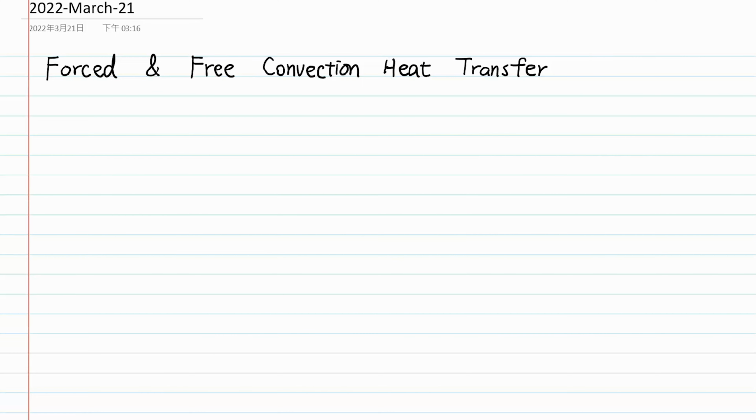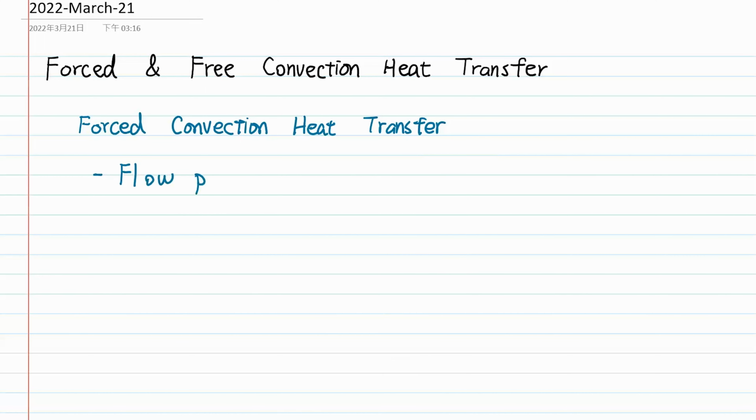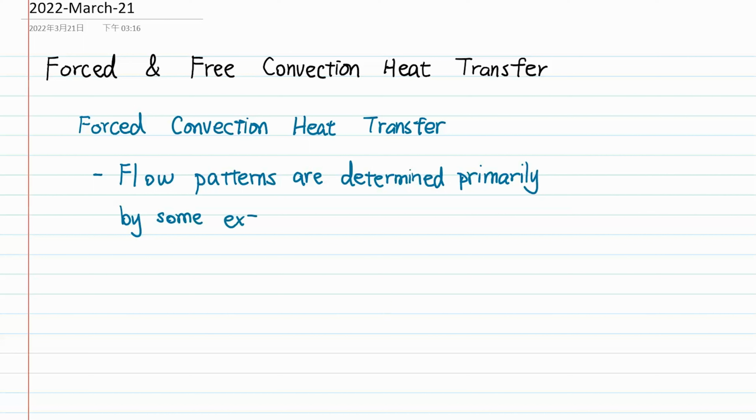So let's start with forced convection. For forced convection heat transfer, the first important aspect is that the flow patterns are determined primarily by some external forces. In other words, the flow pattern is not going to be affected by the temperature gradient, okay? So flow patterns are determined primarily by some external forces, like pressure gradient, for example. So that's the first one.